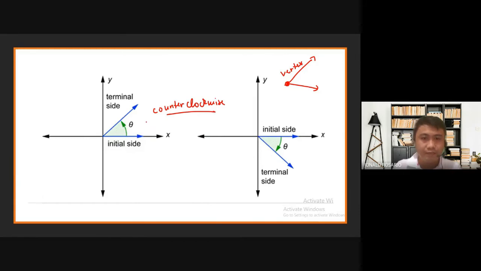So positive yung value. Ito naman, we have clockwise. So this time, negative yung value. So pwedeng this is positive 50 degrees. Ito naman, negative 50 degrees kasi clockwise. Okay?